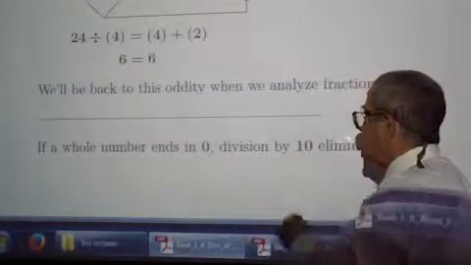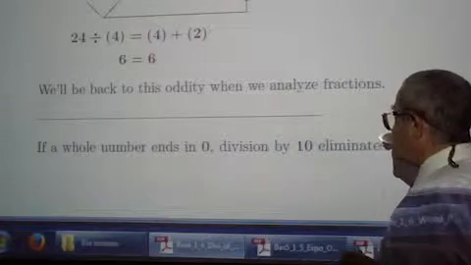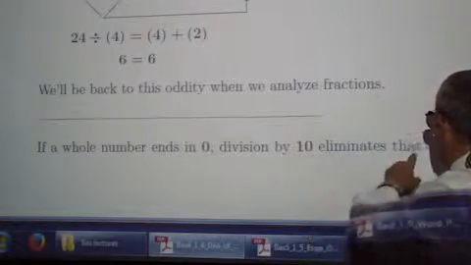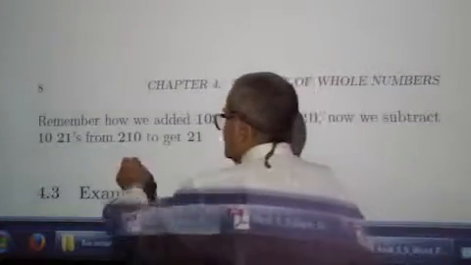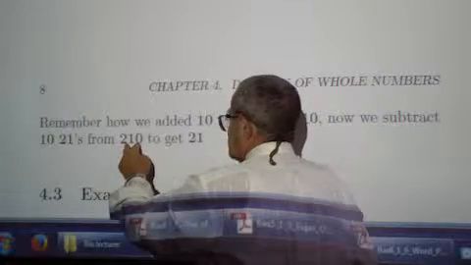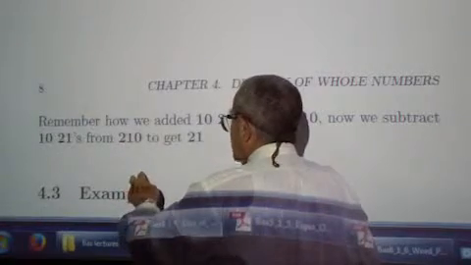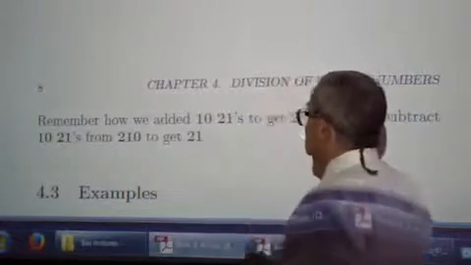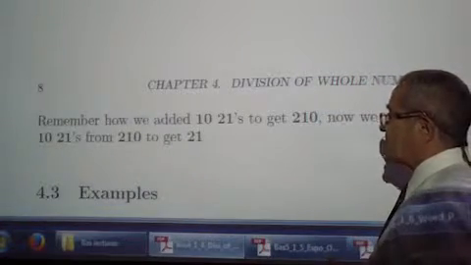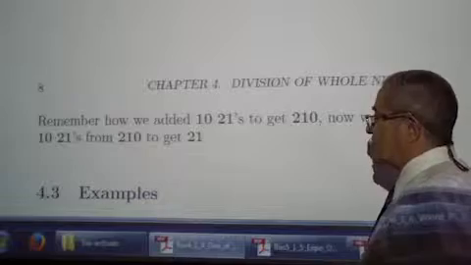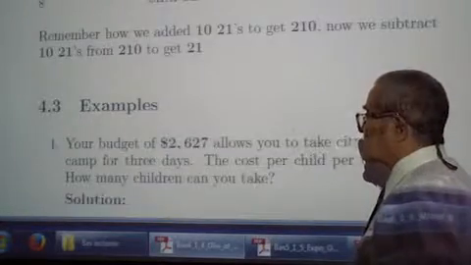If a whole number ends in 0, you can divide it by 10 simply by eliminating the 0 on the right. For instance, if you had 210 and you subtracted 21 ten times, that would leave you with 21. So if you divide 210 by 10, it's like crossing out the 0. Some examples.